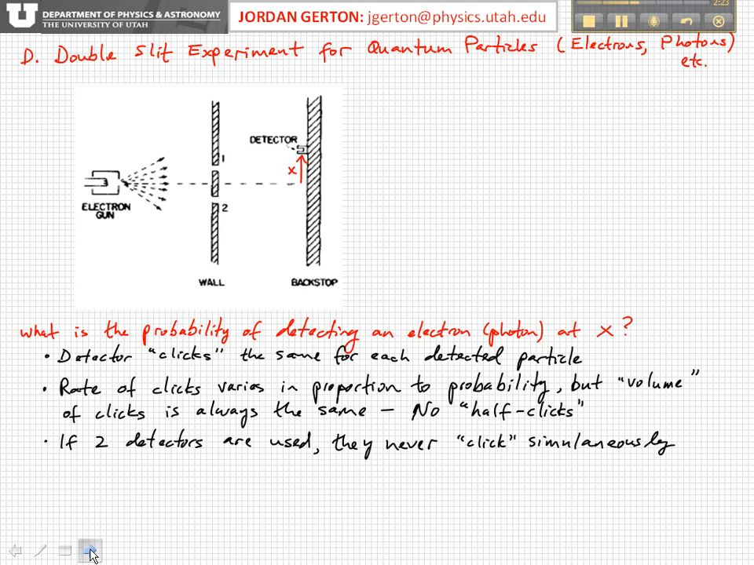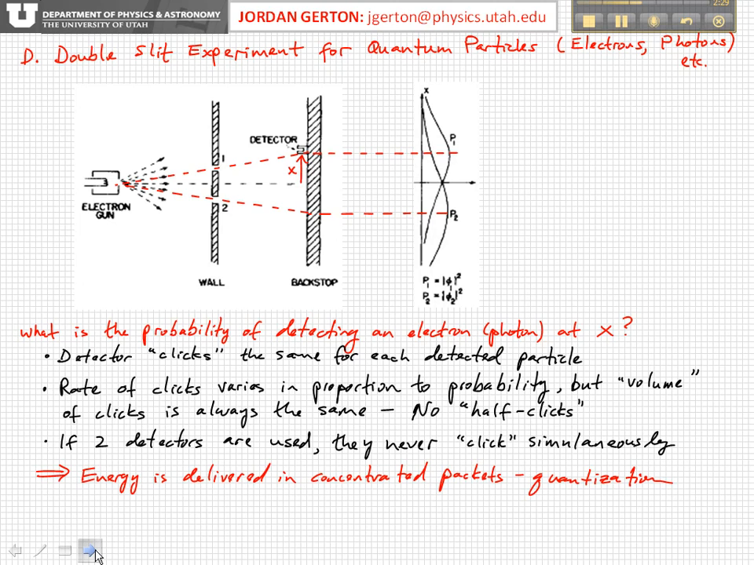And basically what all these points suggest is that the energy in this experiment is concentrated in packets, and so it's quantized. This makes sense to us because we usually think of electrons as particles. So we would expect, just like with bullets, that we would detect individual clicks, that all the clicks would be the same, and that we would never be able to detect two clicks simultaneously if we used two detectors, because any given electron can only hit one detector or the other.